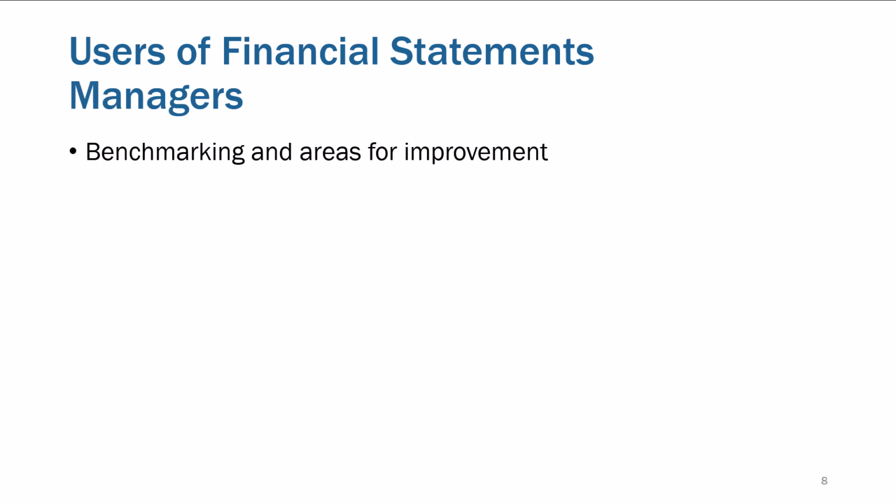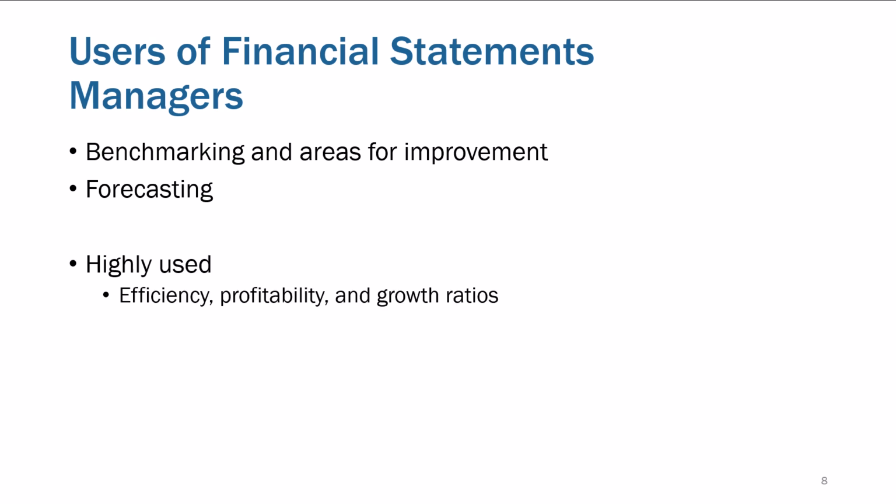Managers, they're going to be looking at ratios for benchmarking. How is our company doing? How is our organization doing? And therefore, how they can improve. They're also going to use that in forecasting into the future and planning. They're going to be using a lot of efficiency, profitability, and growth ratios. Are we becoming more efficient? Are we becoming more profitable?